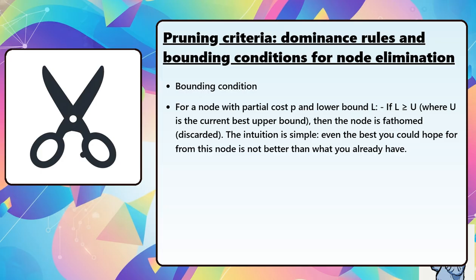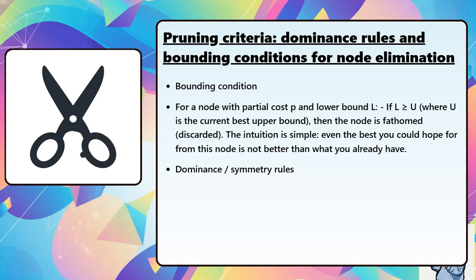Bounding conditions. For a node with partial cost P and lower bound L, if L is greater than or equal to U, where U is the current best upper bound, then the node is fathomed, discarded. The intuition is simple. Even the best you could hope for from this node is not better than what you already have.